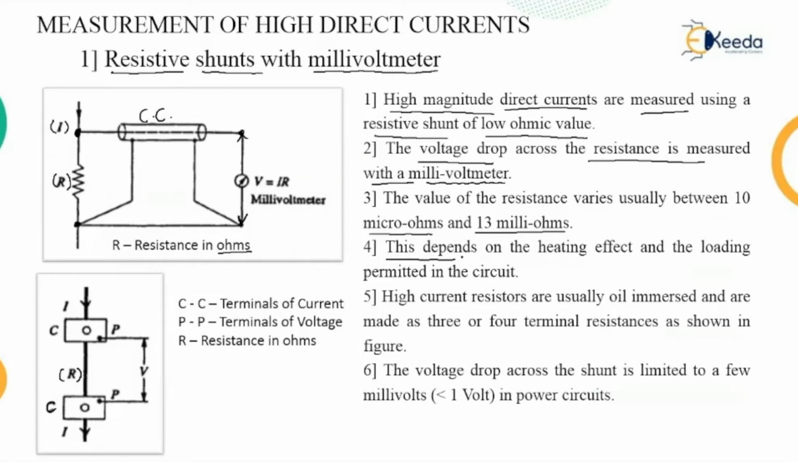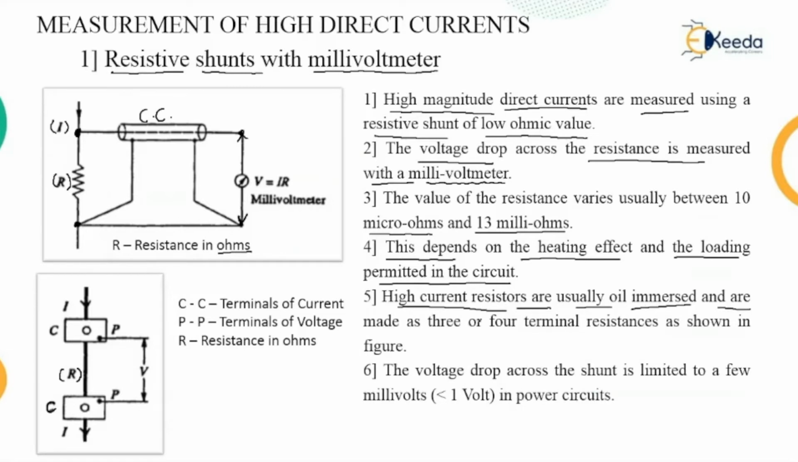This depends on the heating effect and the loading permitted in the circuit. High current resistors means the selection of the value of the resistance depends on this. Now, high current resistors are generally oil immersed. These resistors are placed in the oil because oil acts as a medium called coolant.